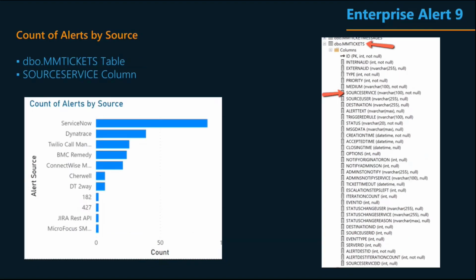My next one up would be the alerts by source. And for this, we're again using the tickets table, but this time we're going to use the source service column. And this is going to be each and every event that comes in has the source service, and this is going to count those up and show us exactly where all of our events are coming from again.